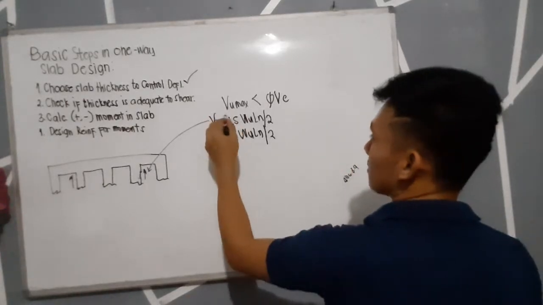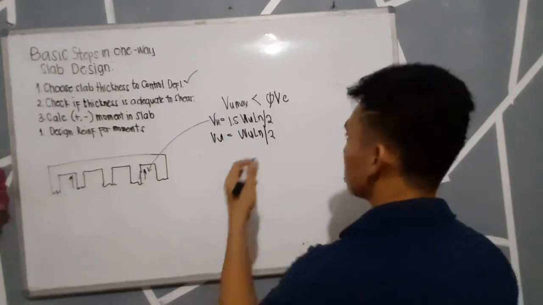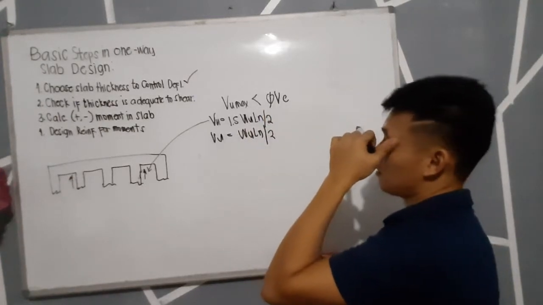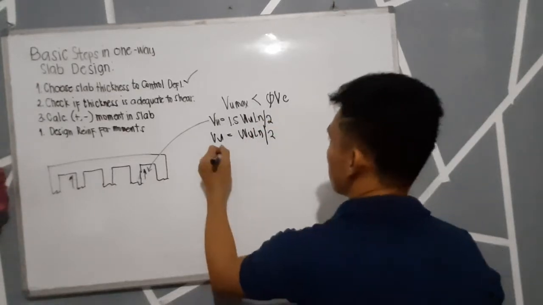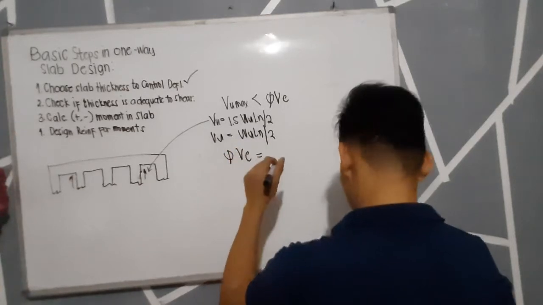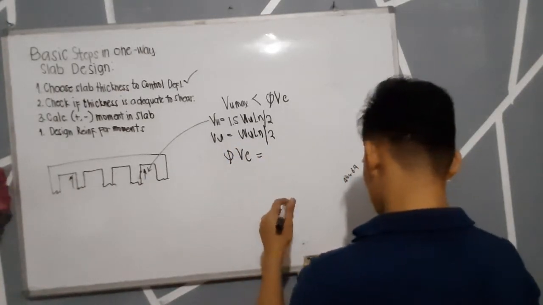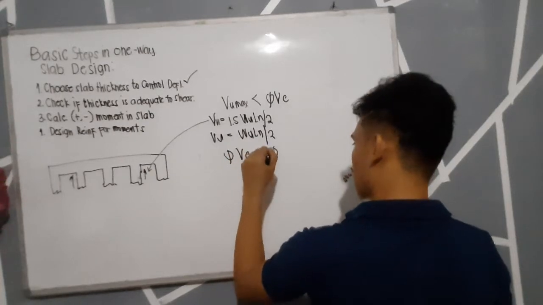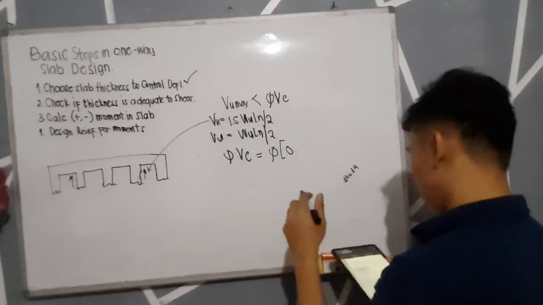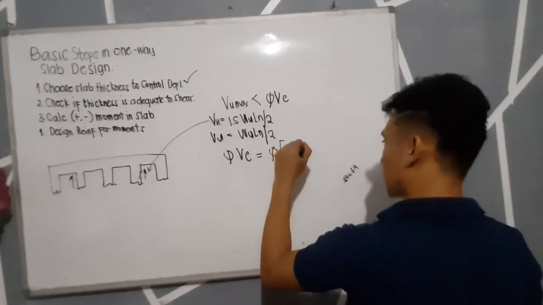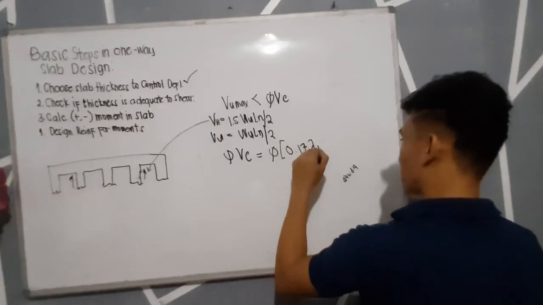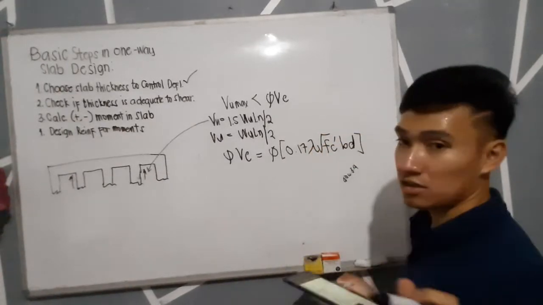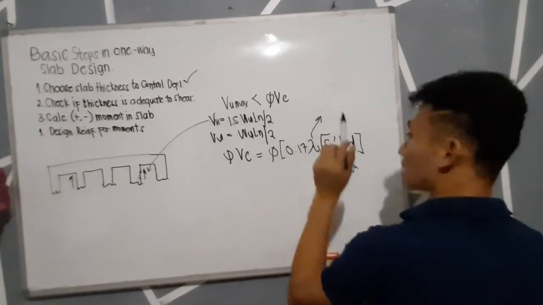We compare the Vu max from our solution to the result of phi Vc. The formula for phi Vc is equal to phi times 0.17 lambda square root of f'c bw d, where the value of lambda at normal weight is 1.0.